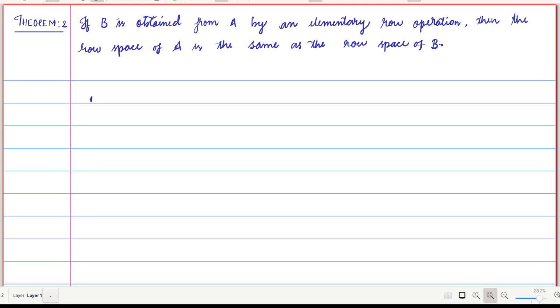We have three elementary operations. The first operation, I'll explain it as interchange of two rows. Say the ith row is interchanged with the jth row. So this is the interchange of Ri and Rj. And the second row operation is multiplying a row by a non-zero scalar. So if c is not equal to 0, then Ri changes to c times Ri. So this is another row operation.